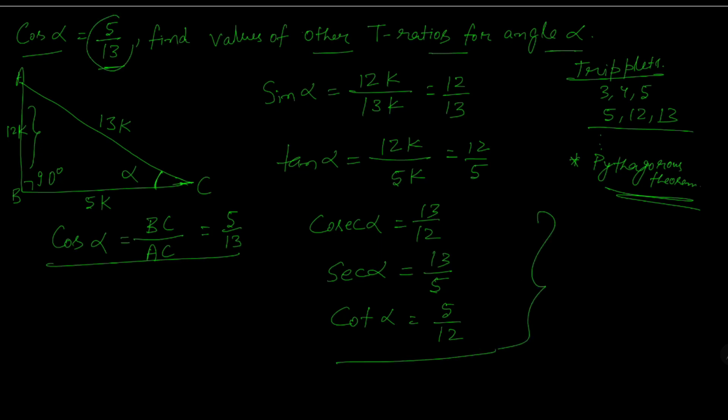So just remember that whatever ratio is given, identify the sides. You'll always get two sides from this ratio, and the third side you can calculate with the help of Pythagoras theorem, and then you will have all the trigonometric ratios once you get the sides.